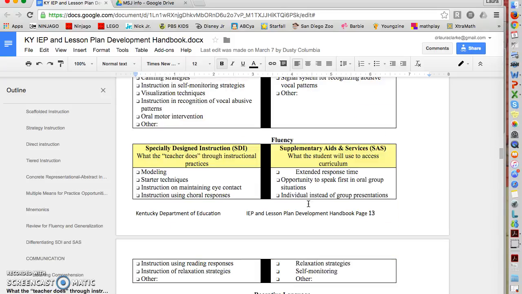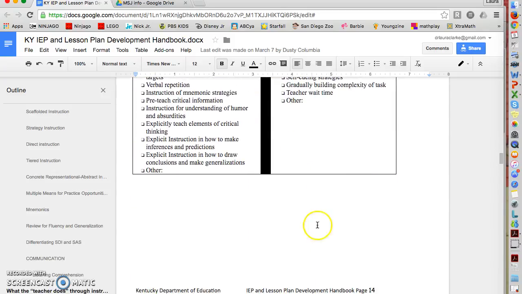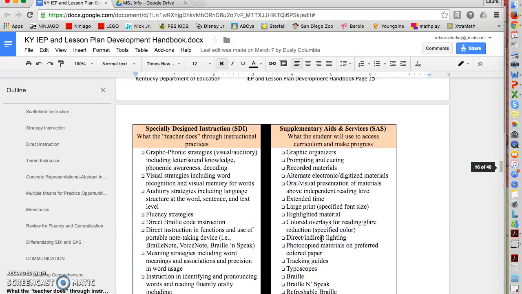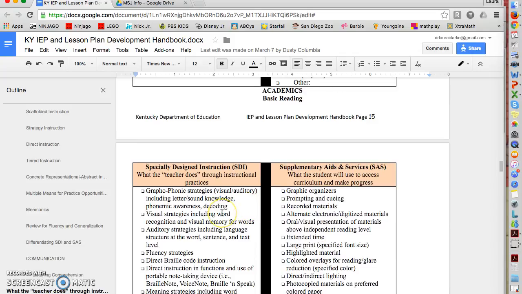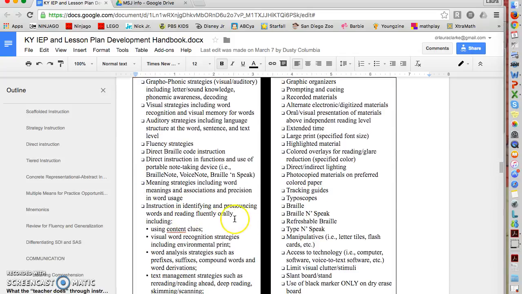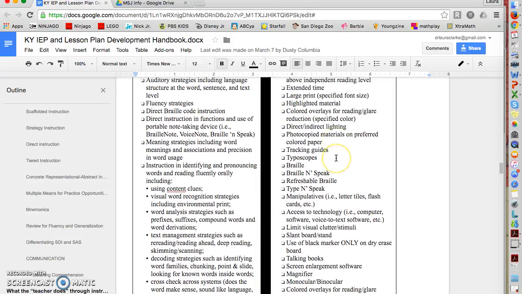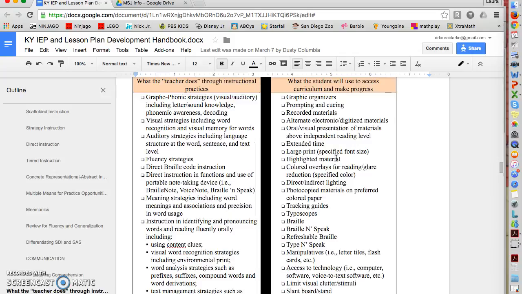It starts with speech resources, and then as you scroll down past the speech ideas, then we head into pragmatics and then general academics. So starting with basic reading. So if I've got a student that definitely needs some visual and auditory supports or visual strategies, if they need instruction in identifying or pronouncing words, I just like to run through this list and make sure that I've included and am using in my instruction every single resource a student might need, and that I'm giving them the accommodations and or modifications that they need to make progress in the curriculum.